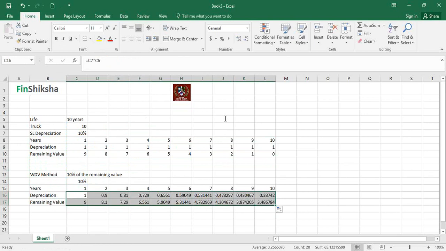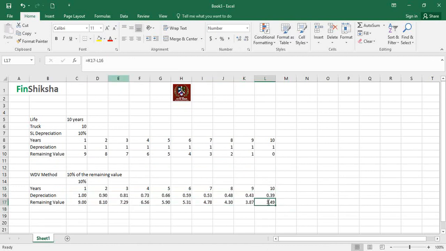What we will realize in this case is that at the end of the tenure of 10 years, the value has not gone to 0. The value will never become 0 in this case, because whatever value is left, you will remove 10% of that. So when you reach 1 crore, you will remove 10% of that. When you reach 1 lakh, you will remove 10% of that. When you reach 1 rupee, you will remove 10% from that. So you'll never go to 0.